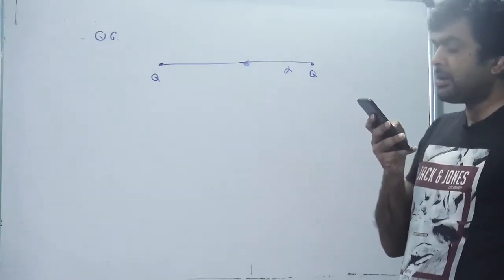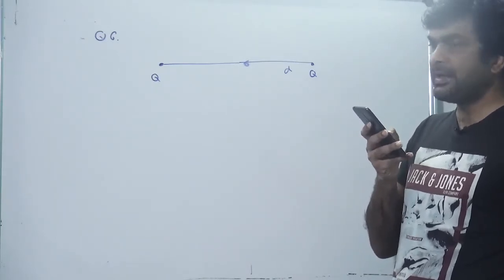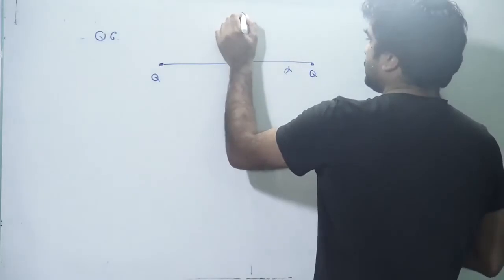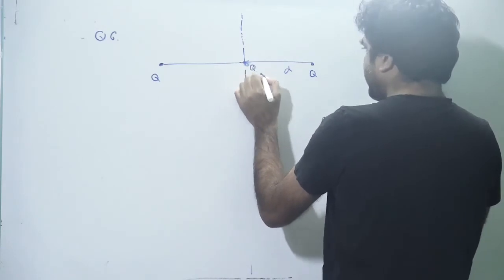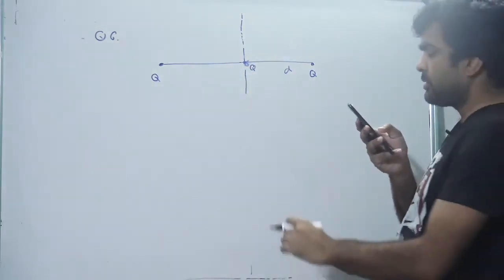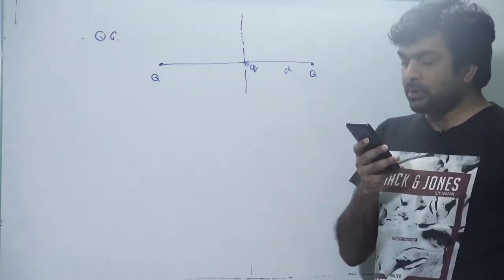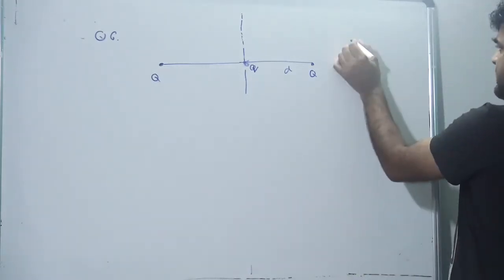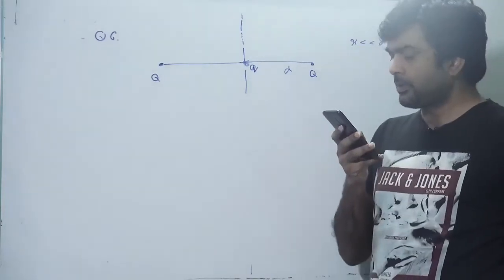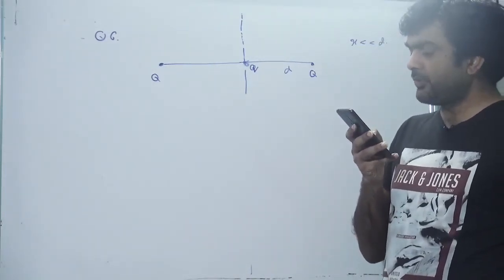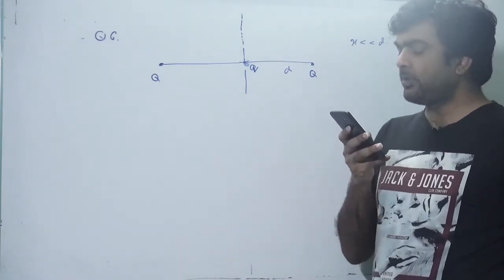A particle C having mass m and charge Q is kept at the midpoint of the line AB. So a charge, small q, is kept at the midpoint of the line AB. If it is displaced through a small displacement x, much less than d, perpendicular to AB, find the time period of oscillation of C. In the above question, if C is displaced along AB, find the time period of oscillation of C.